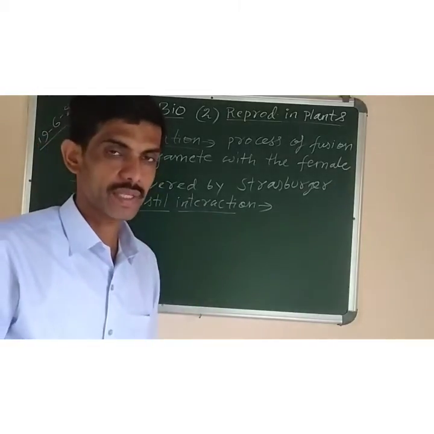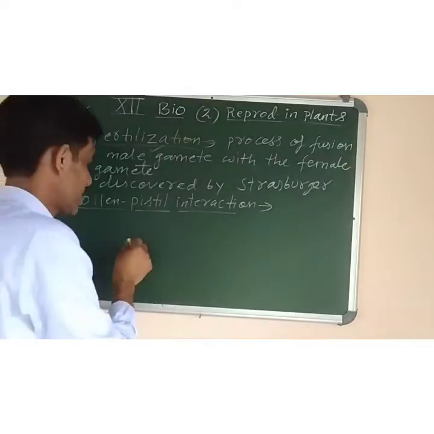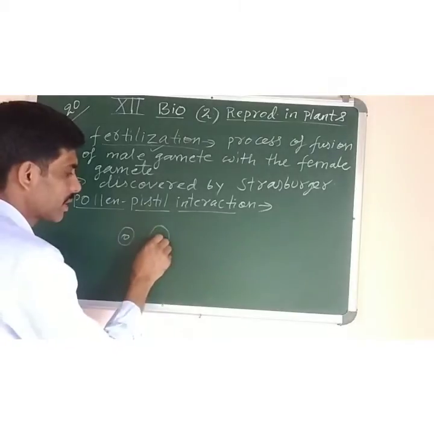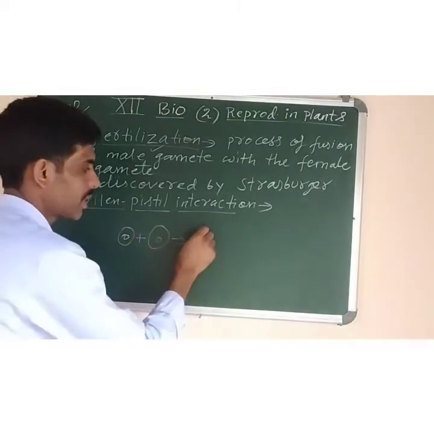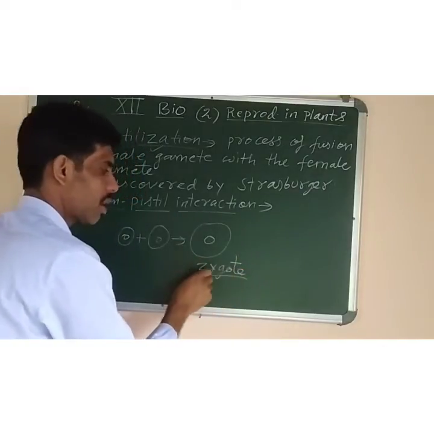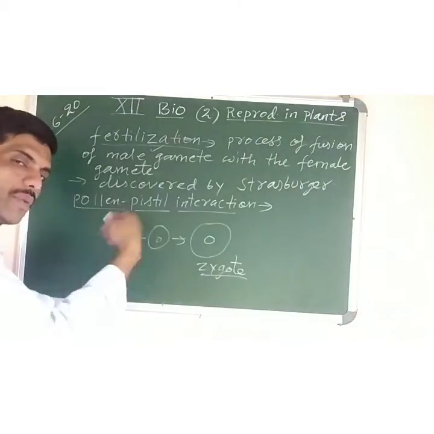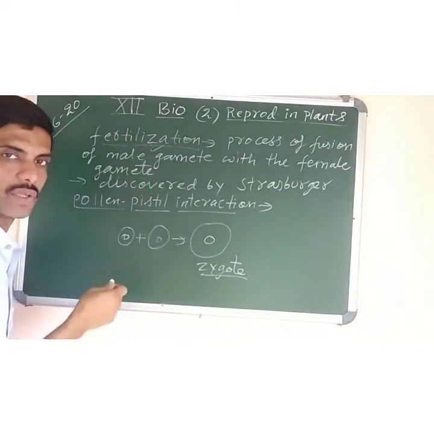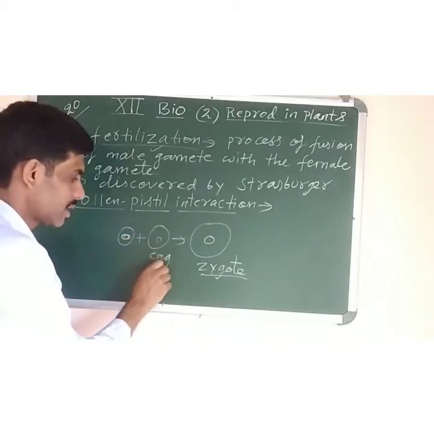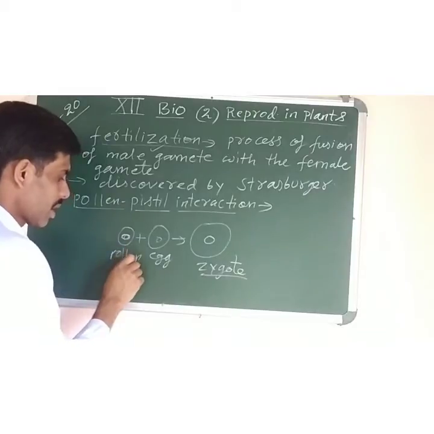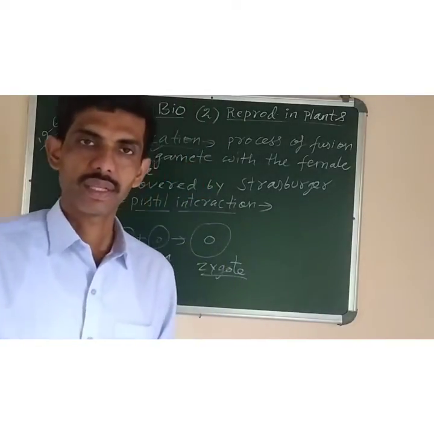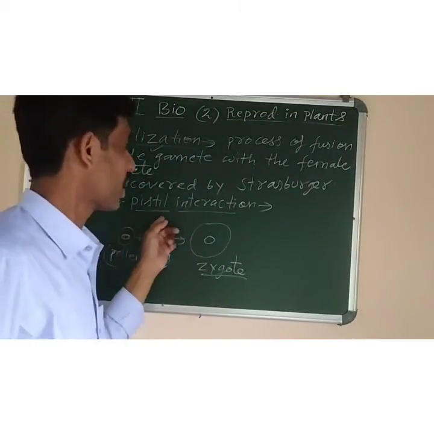So all those events, here just now we studied fertilization. Suppose this is the male gamete and this is the female gamete. If both of them fuse together, they form the zygote. Now, what are all the events that take place after fertilization? Once the male pollen fuses with the female egg, it forms the zygote. Whatever changes take place are called pollen-pistil interaction.